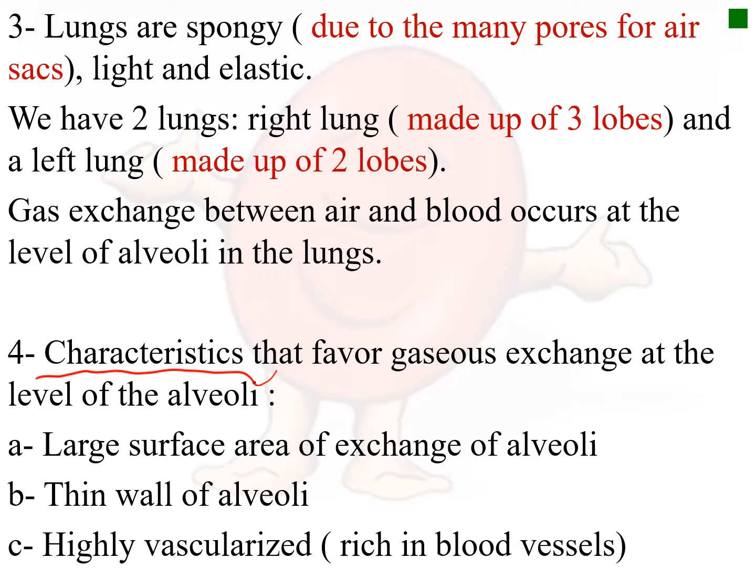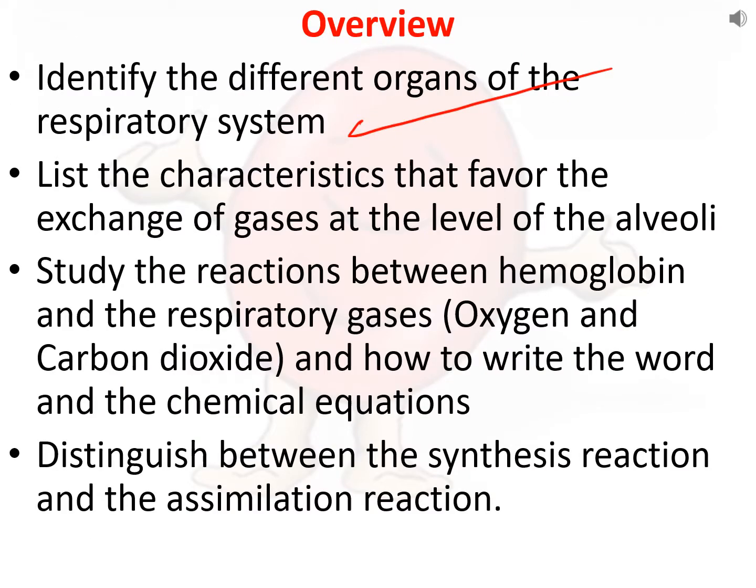What are the characteristics that favor the gaseous exchange at the level of the alveoli? We have a large surface area of exchange of alveoli. We have a thin wall of the alveoli, and they are highly vascularized, meaning that they are rich in blood vessels. Here we identified the different organs of the respiratory system.